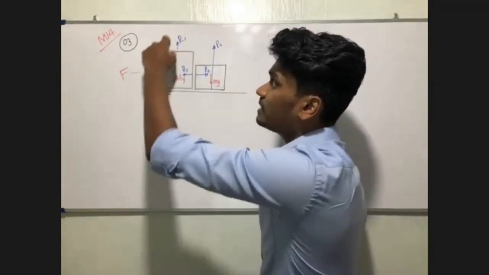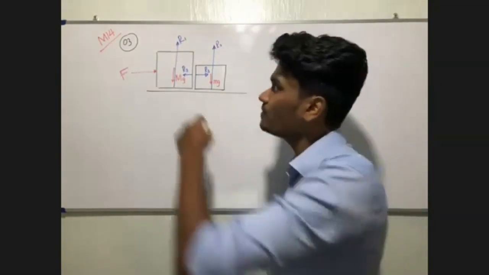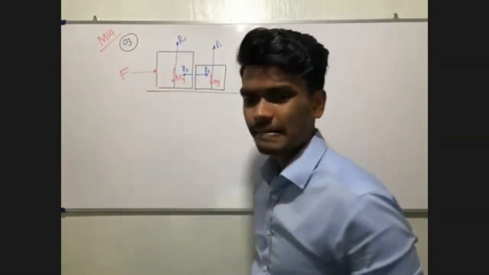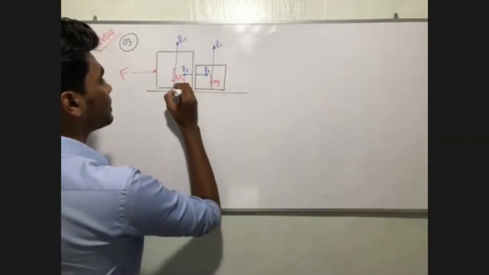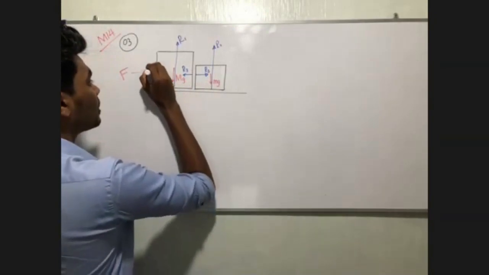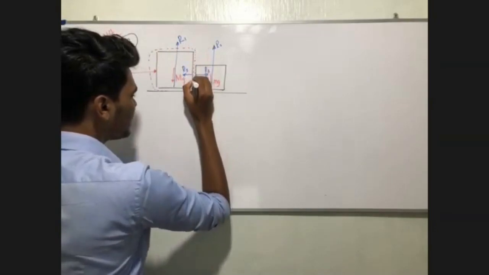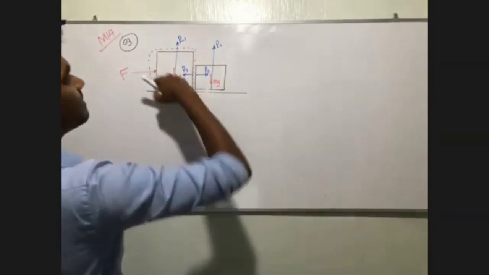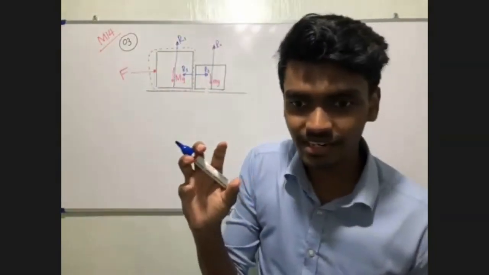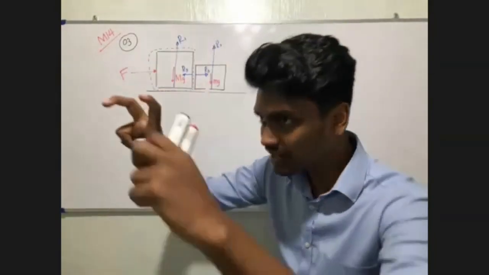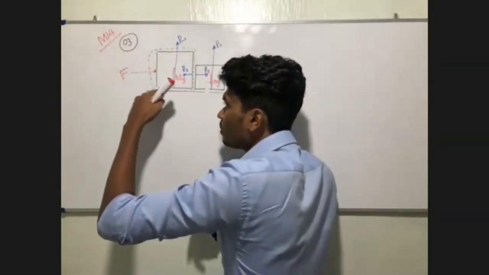How do we find the magnitude of R1? It's pretty simple. Consider only the M object. This is why they ask you to draw free body diagrams. When you draw free body diagrams, you can break it and analyze. Consider only M.